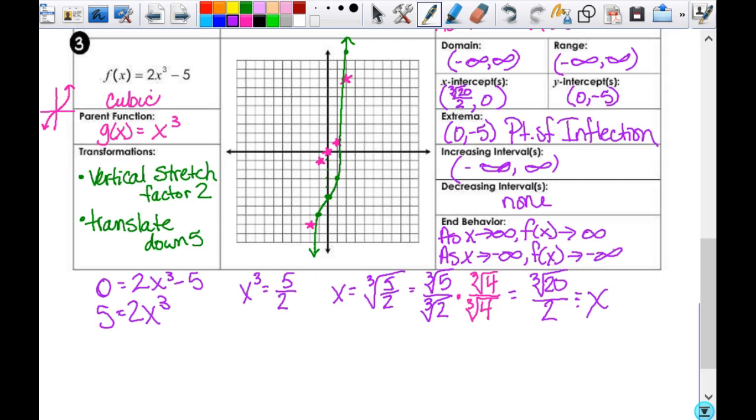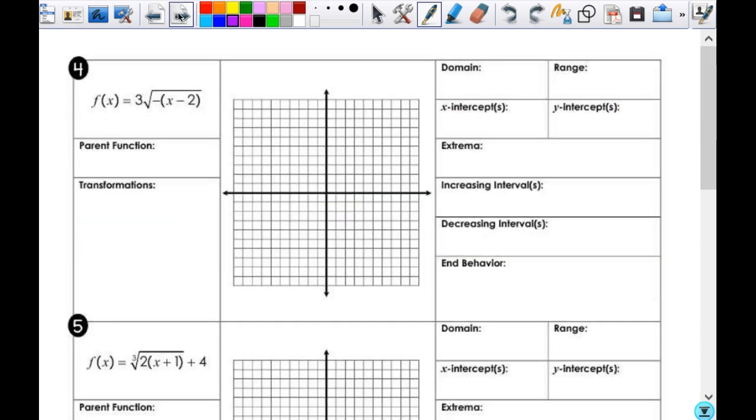Okay. Everybody good? Any questions? All right. Next page. All right. So what kind of function is this? Square root. Yes. Finally. Okay.